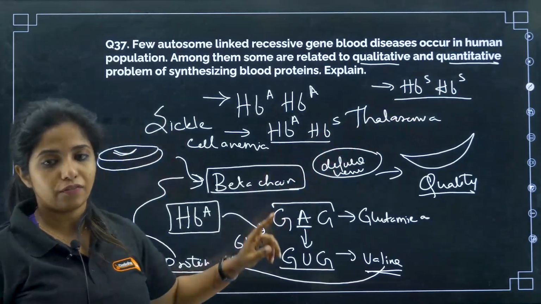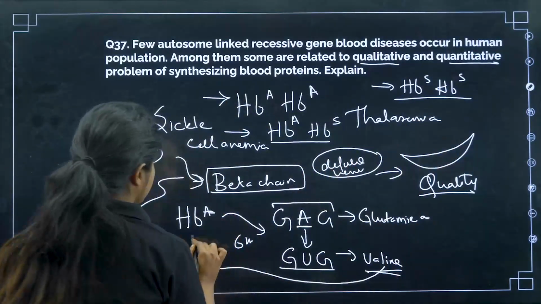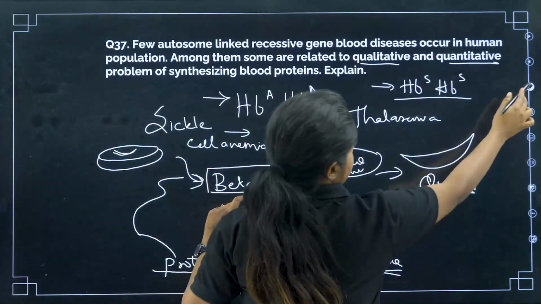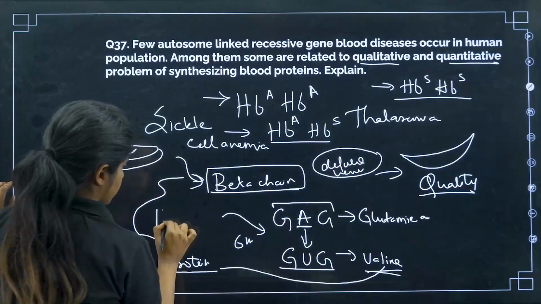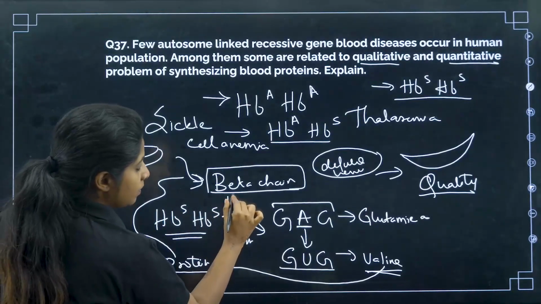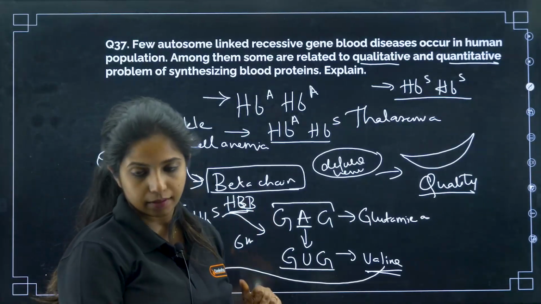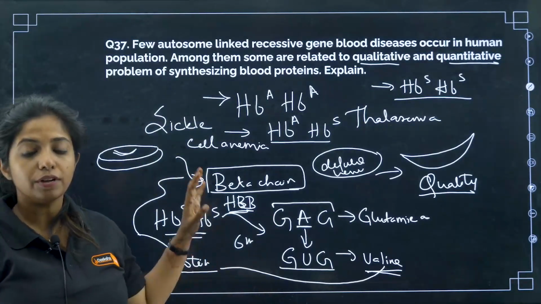Here the person is affected, and in this particular case, my dear children, rather than writing this, this would also be wrong. When it is like this, that's when your hemoglobin beta chain is affected, which is why you write HBB. Okay, and with that you understood sickle cell anemia.